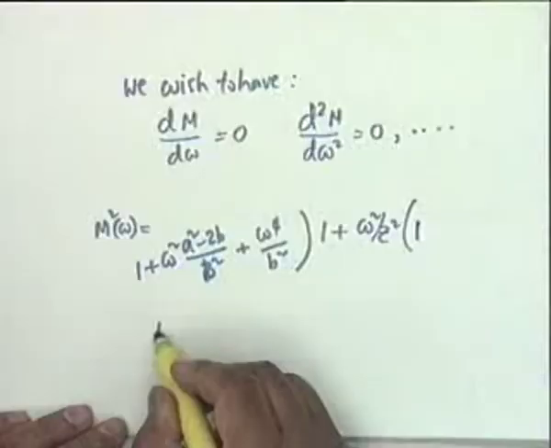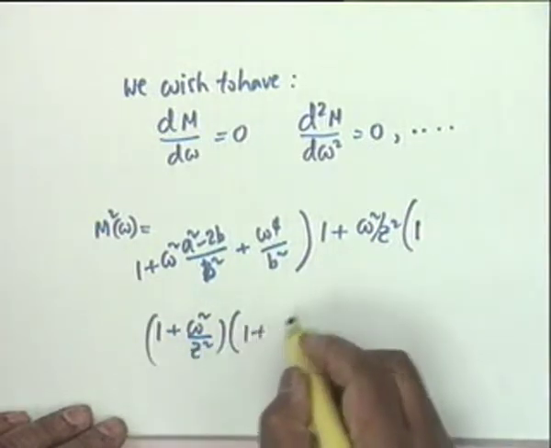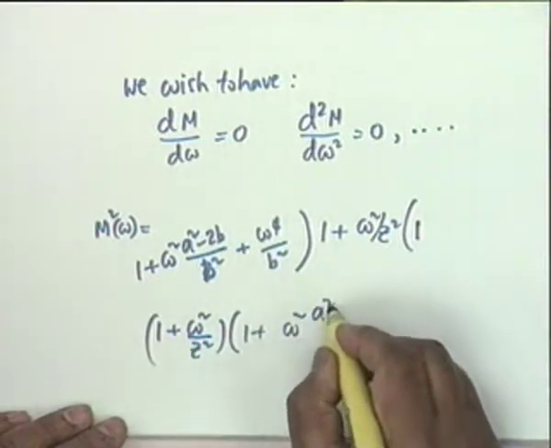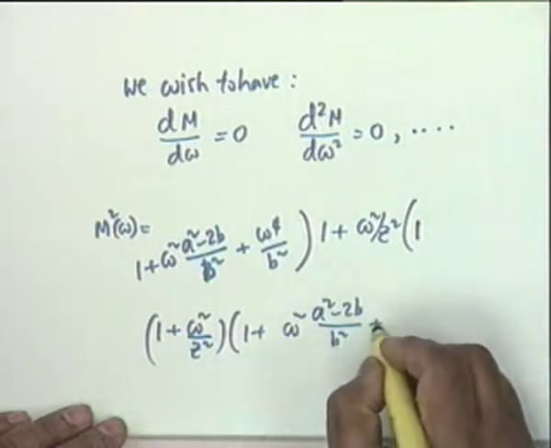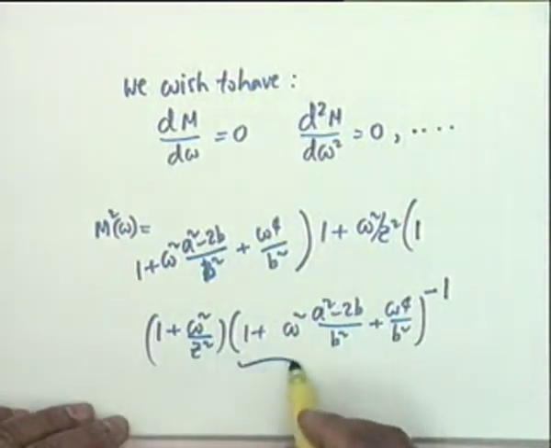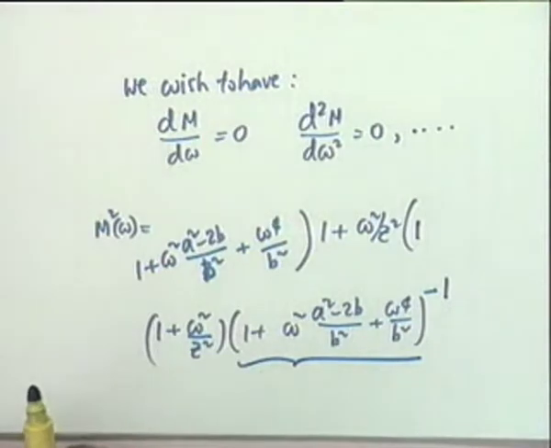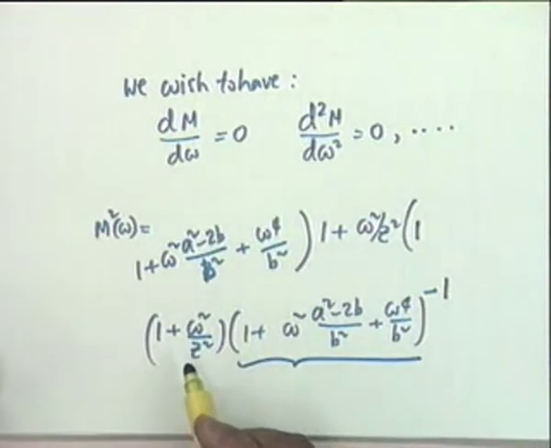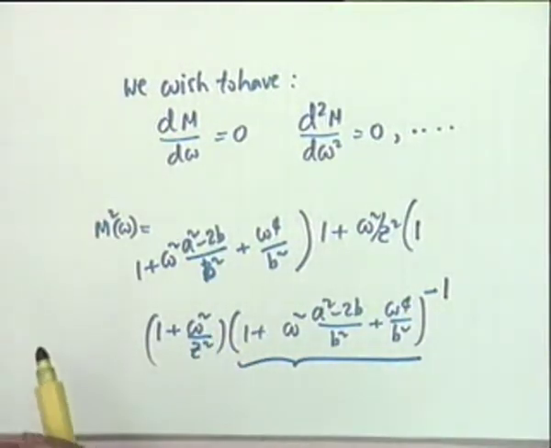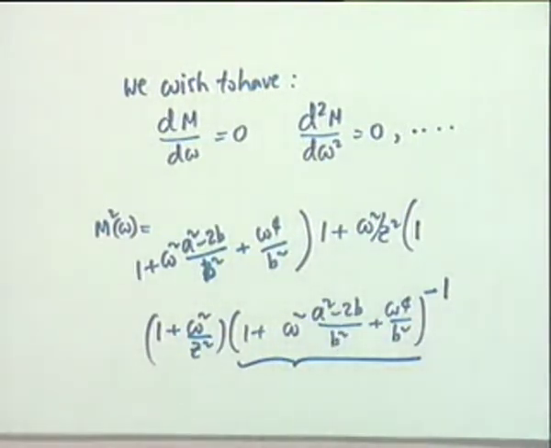Well, another way of looking at this is, write this as 1 plus omega squared by z squared, multiplied by 1 plus omega squared (a squared minus 2b) by b squared plus omega 4 by b squared to the power minus 1. And this is an infinite series. Multiplying by this obviously shall be an infinite series. What would be the constant term in the infinite series? 1. And the coefficient of omega squared would be 1 by z squared minus this, right? Then there would be a coefficient of omega to the 4th and so on and so forth.